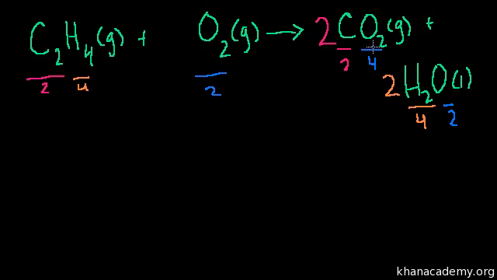So how do I make this 2 into 6? I want to have 6 oxygens on this side, and I want to have 6 oxygens on the left-hand side as well. Well, if I put a 3 out here, now I have 6 oxygens. And my equation has been balanced. I have 2 carbons on this side, 2 carbons on that side, 4 hydrogens on this side, 4 hydrogens on this side, 6 oxygens on this side, and then 4 plus 2, 6 oxygens on that side.